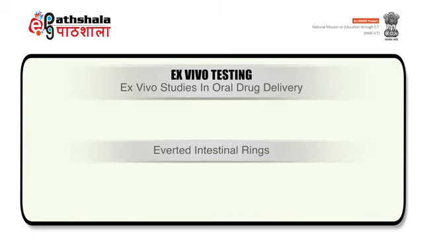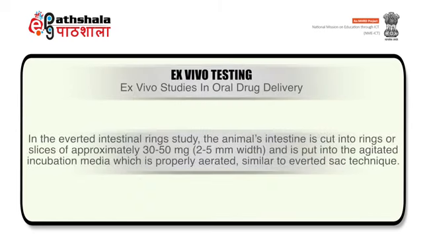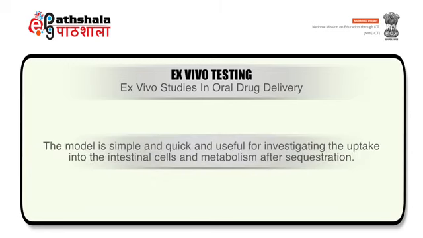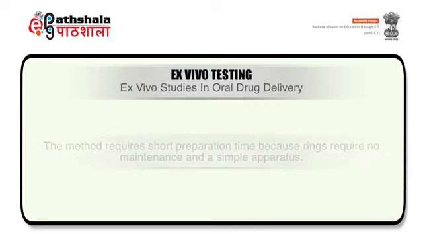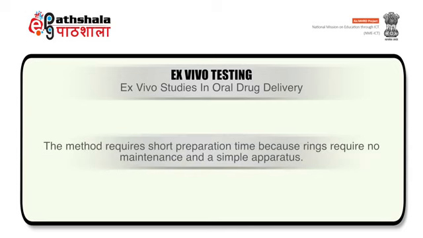Another technique is everted intestinal rings. In the everted intestinal ring study, the animal's intestine is cut into rings or slices of approximately 30 to 50 milligram and is put into the agitated incubation media, which is properly aerated, similar to the everted sac technique. The model is simple and quick and useful for investigating the uptake into the intestinal cells. Furthermore, the technique offers the advantage of testing several drugs simultaneously and allowing potential screening of new drug candidates. The method requires short preparation time because rings require no maintenance and a simple apparatus.